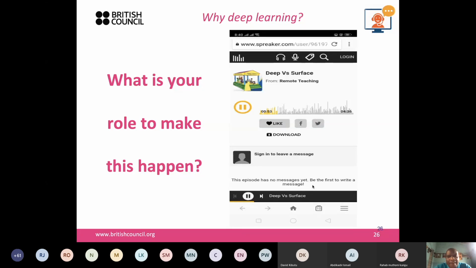So we did listen to the short podcast which was sent, and the podcast was Why Deep Learning? Some people have responded on WhatsApp, but I'd like you to post now in the chat here, what is your role to make deep learning happen? When you clicked on the link which was sent on WhatsApp, this is the background which came up.